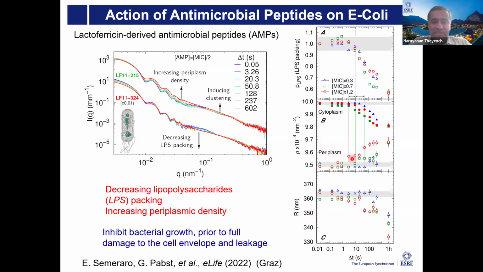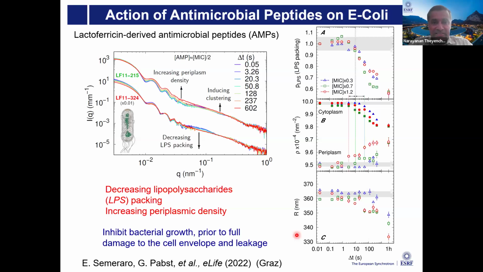So what you can see is that this changes the sequence of events when antimicrobial peptides act on the cell. The eventual breaking of the cell happens at a much later time scale, but inhibition of the growth is already occurring at a much earlier stage before the breakup of the cell. So one can get some kind of real-time information on what is happening upon the action of antimicrobial peptides.